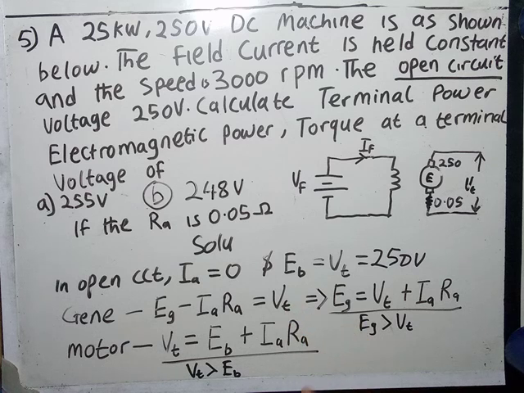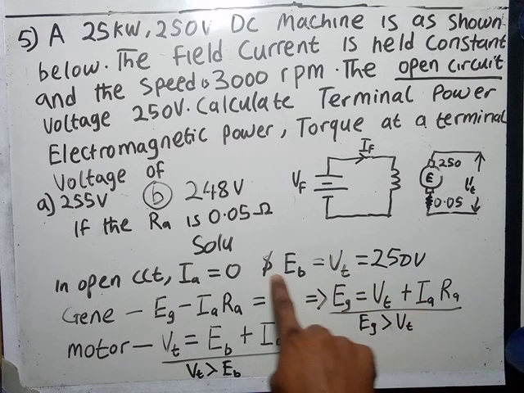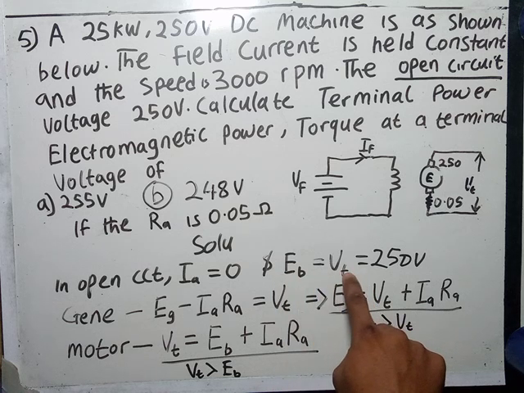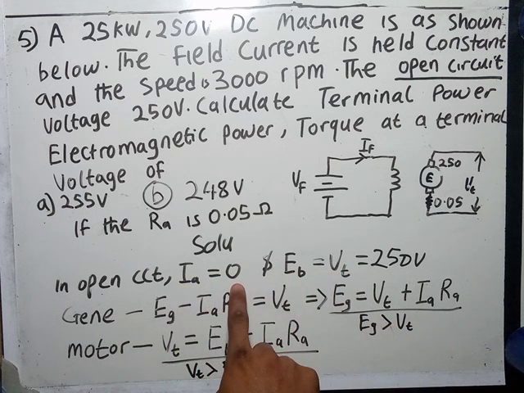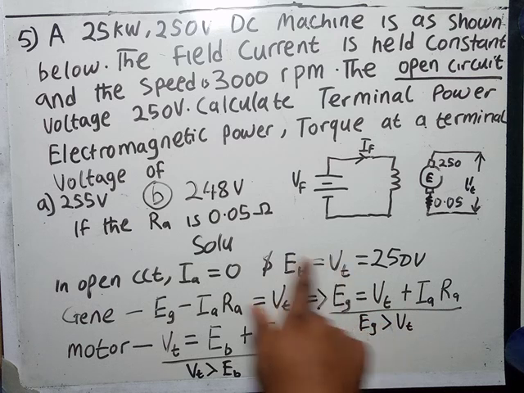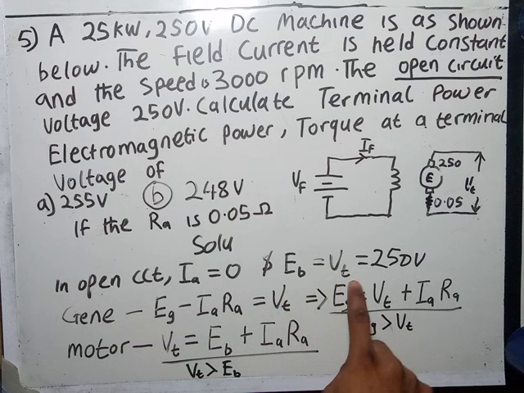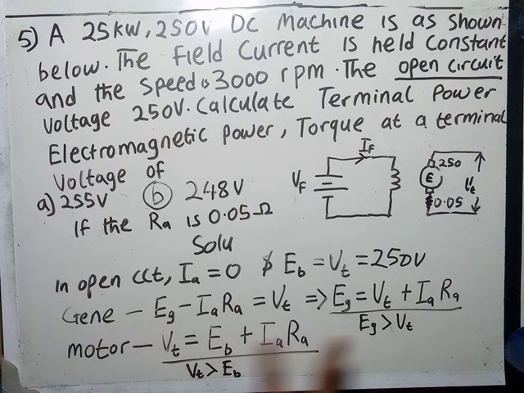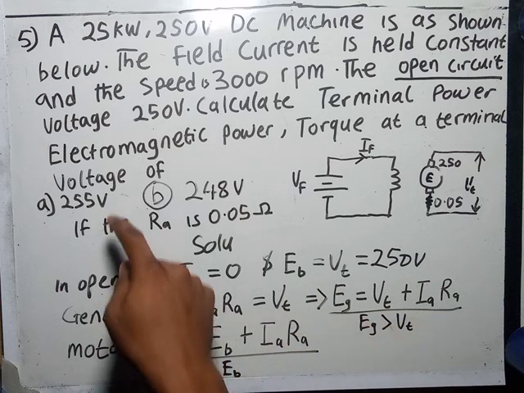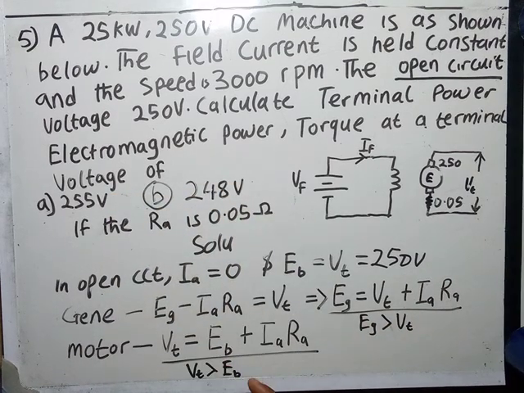Now they're asking us to find terminal power, electromagnetic power and torque at a different terminal voltage. The value that is now changing is Vt. While here Eb and Vt were equal when Ia was equal to 0, at this point Vt is now changing. It's no longer the same. So using the ideas we have gotten from the generator and motor formulas, we can now determine whether this is for a motor or for a generator.